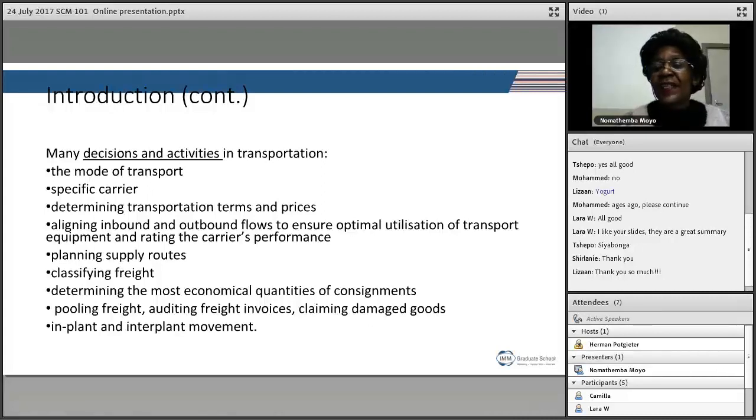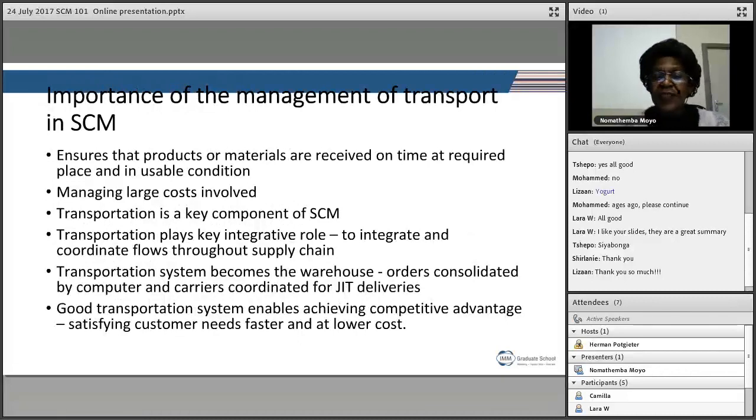Make sure that when the truck is going to Pretoria, it is full and it comes back with something so that you lower the cost. You are optimally utilizing the transport equipment and rating the carrier's performance. Then planning supply routes, which are the most economic supply routes. Classifying freight, determining the most economical quantities of consignments. Pooling freight, auditing freight invoices, claiming damaged goods, in-plant and inter-plant movement. All these are decisions that have to be taken in transportation.